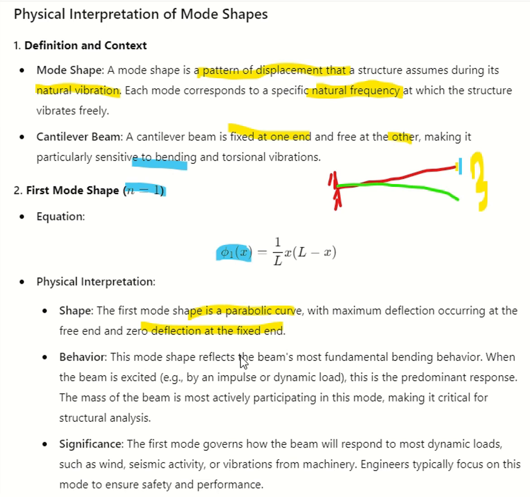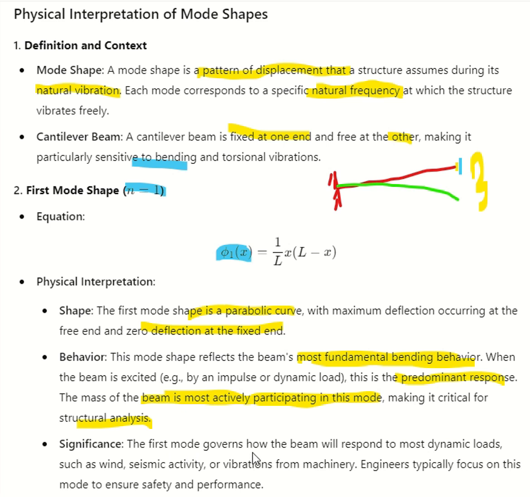This mode shape reflects the beam's most fundamental bending behavior. When the beam is excited, by an impulse or dynamic load, this is the predominant response. So the first response will be this bending one, the fundamental bending behavior. The mass of the beam is most actively participating in this mode, making it critical for structural analysis.